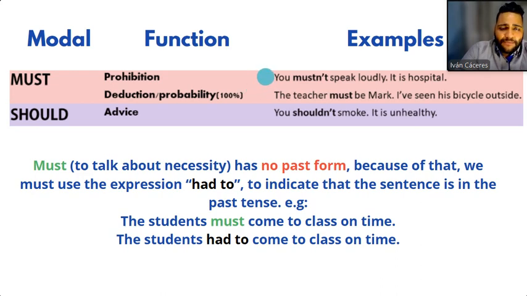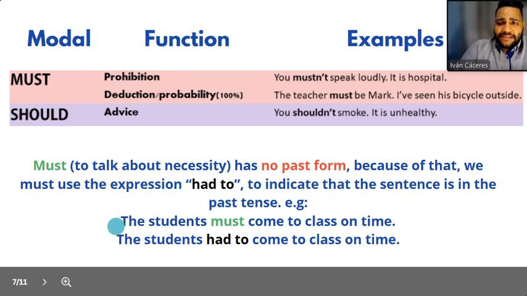Okay, similar to this example. But in this case, you shouldn't smoke. You are not prohibiting anything to anybody. You're just giving them an advice. Okay. Then he says that must, to talk about the necessity, has no past form. Because of that, we must use the expression had to indicate that the sentence is in the past.